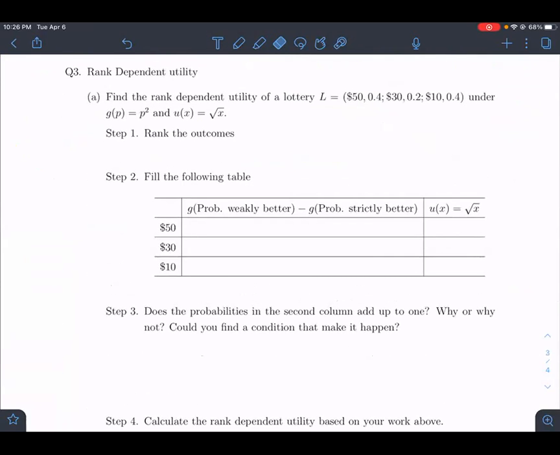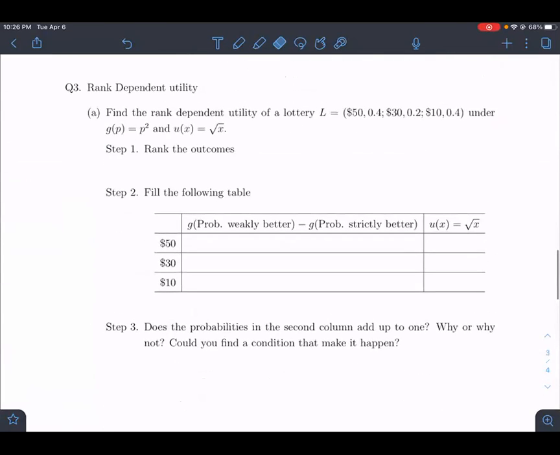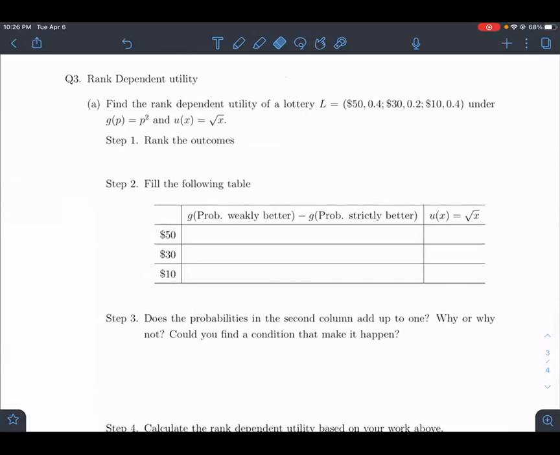Okay, so the last topic for today is rank-dependent utility. I have two different questions here and here. So let's move on. Yeah, so this is what we learned today, right? Okay. So find the rank-dependent utility of a lottery under these two assumptions. Here. Okay. So first step.